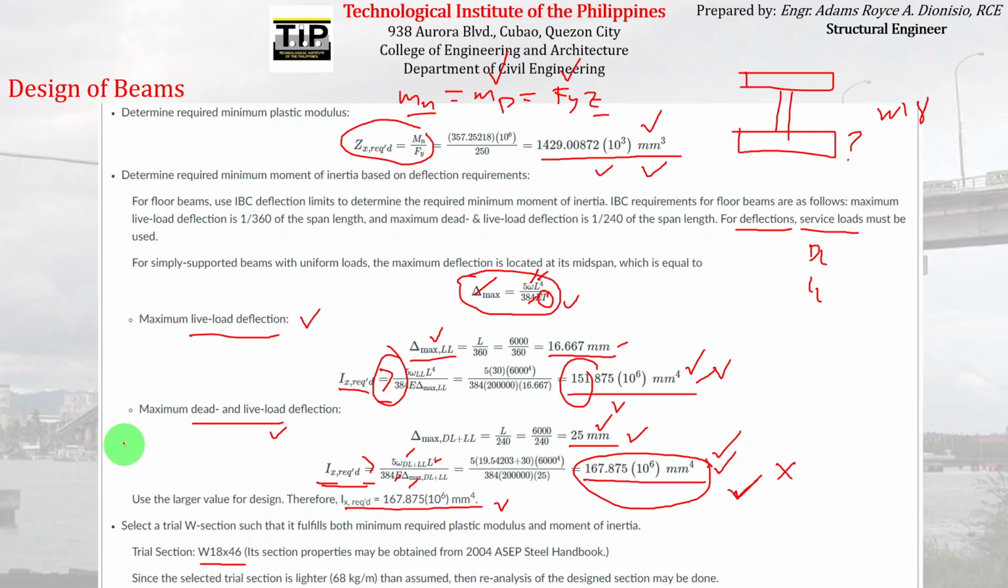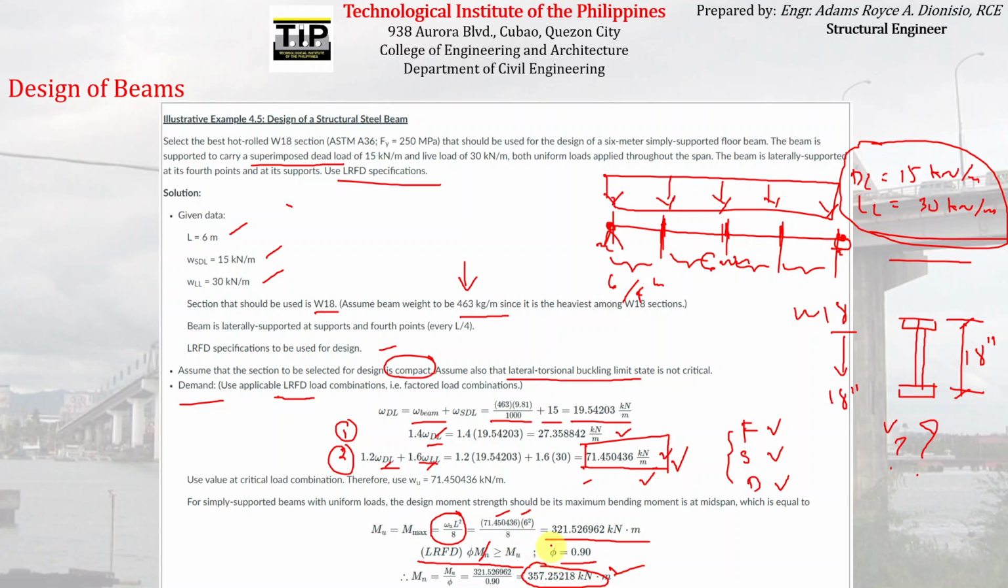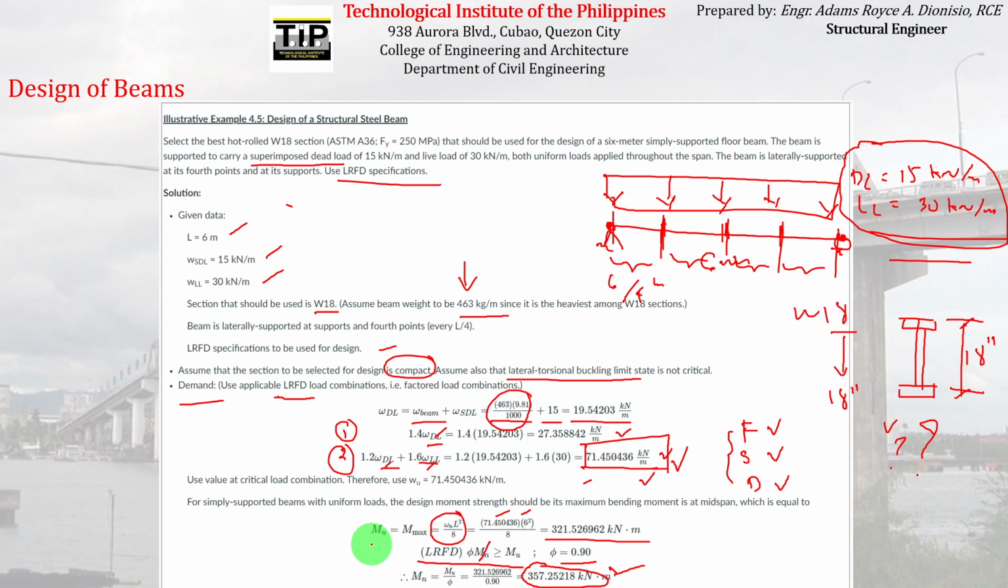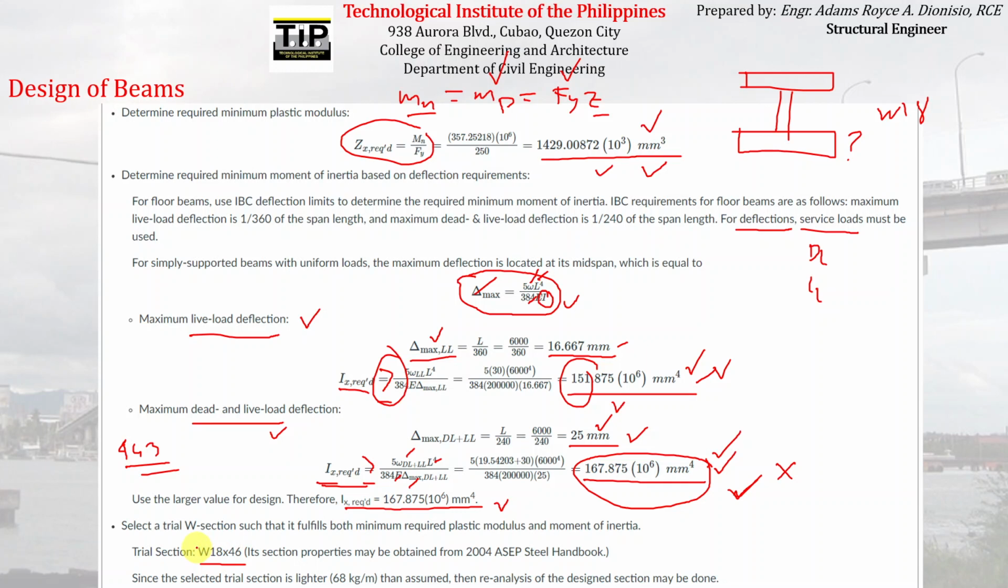Since we assumed a weight equal to 463, and the true weight of the steel beam is not actually 463, you can expect that the given loads will actually produce a moment lesser than what we have computed a while ago. The total weight here is not as high as 463, but only 68. So you can expect the moment demand that we will compute, if ever we change this to 68, will be lesser than the one that we have already considered here. Therefore, the trial section is very safe.